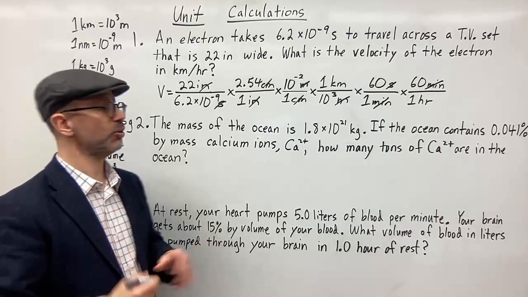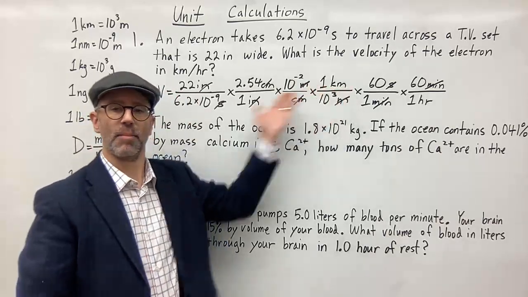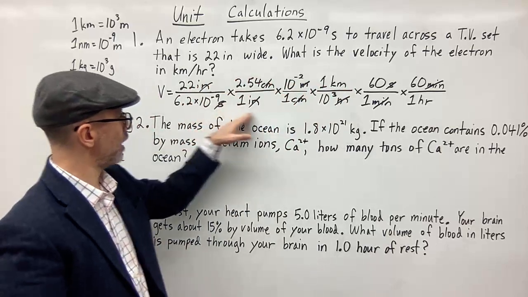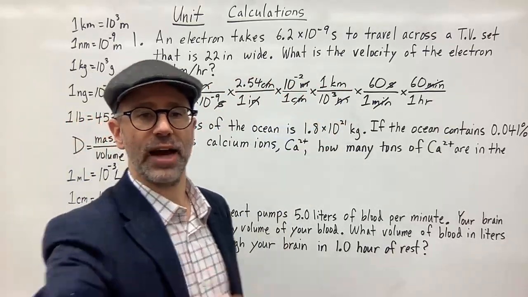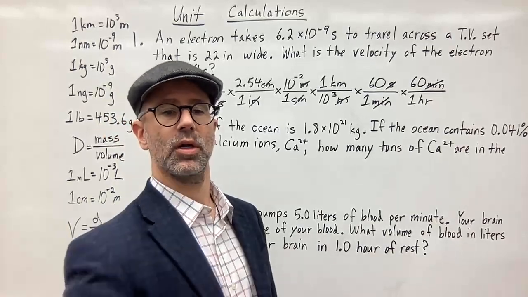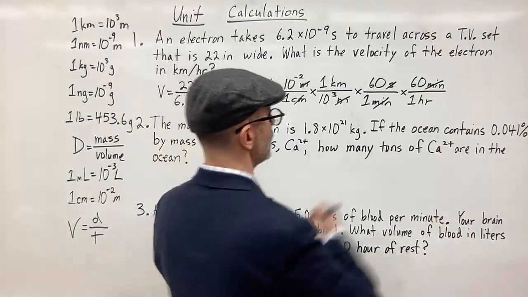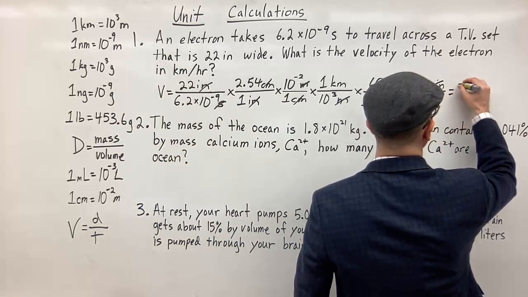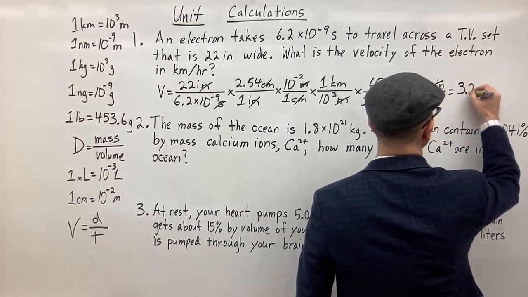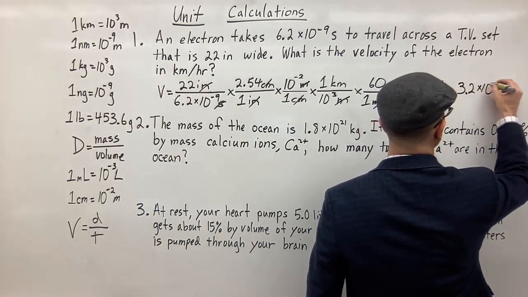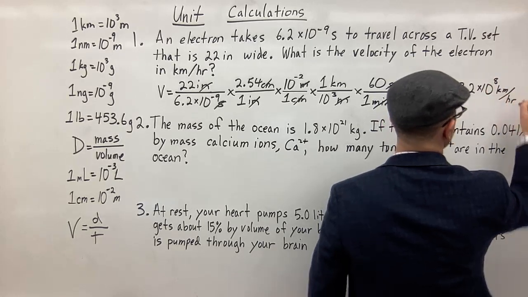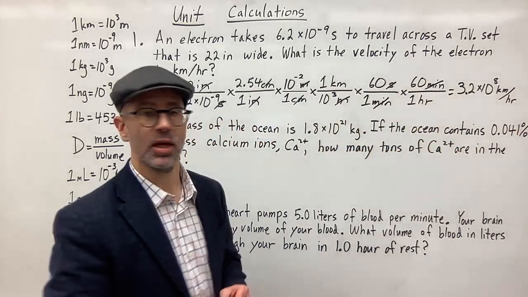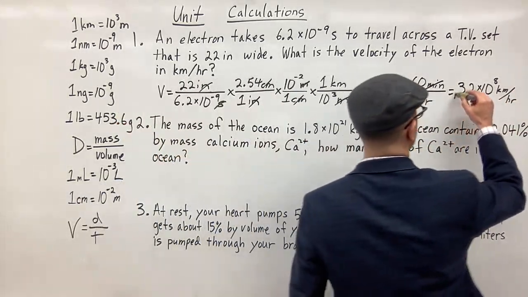So all I need to do is multiply by everything on top, divide by everything on the bottom, and I'll get my answer. And that is going to be 3.2 times 10 to the 8 kilometers per hour. And so that is our final answer.